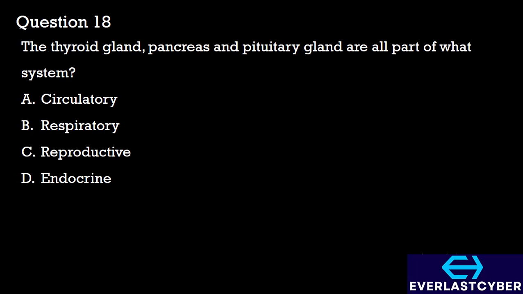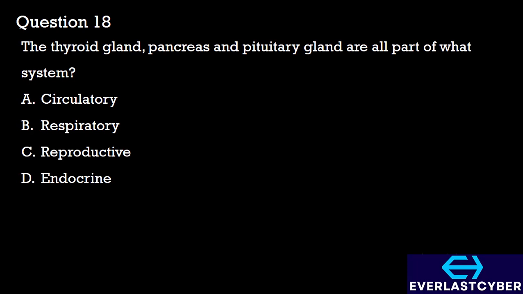Question 18. The thyroid gland, pancreas, and pituitary gland are all part of what system? A, circulatory. B, respiratory. C, reproductive. D, endocrine. The circulatory system includes the heart, blood, and blood vessels, and they are responsible for circulating oxygen, nutrients, and waste products throughout the body.